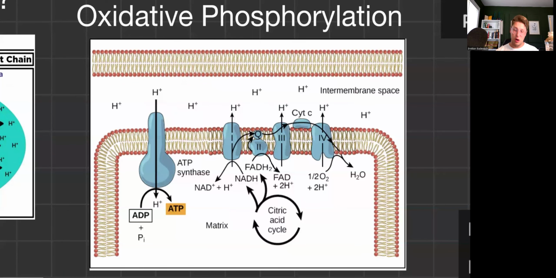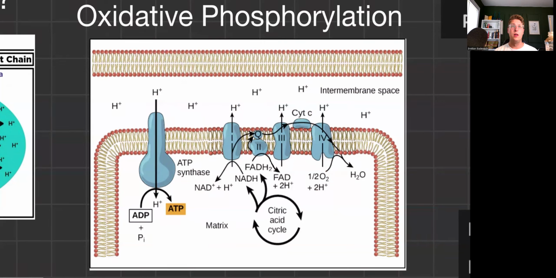NADH and FADH2 are going to donate their electrons to the electron transport chain, which will then create a proton gradient by literally pumping protons across the membrane. And then the flow of protons back through ATP synthase is actually going to be providing the energy needed to stick a phosphate onto ADP to create ATP.